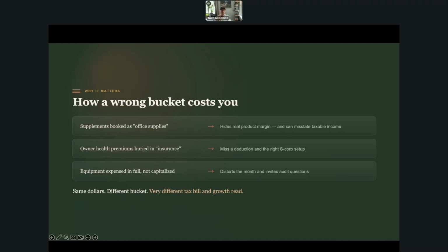Equipment gets expensed in full. It's not capitalized. So this can distort a month if it's not broken out to either the balance sheet, or, if it's a low cost equipment, into a place where we know that it's a one-time thing. They're the same dollars. At the end of the day, the bank statement doesn't lie, but the buckets and the decision making get distorted, and it can make for a very different tax bill. So the wrong buckets can really cost you.